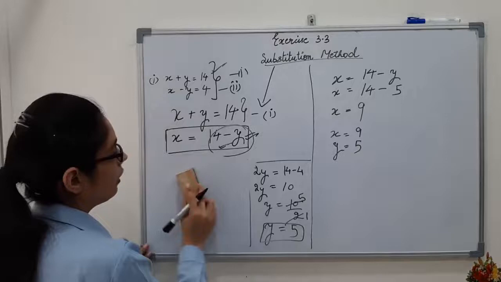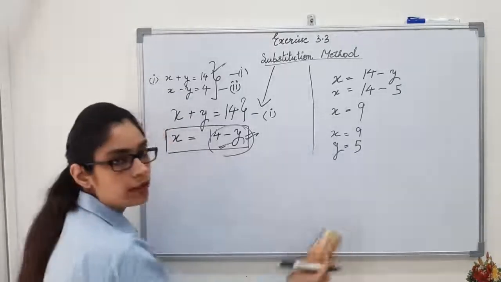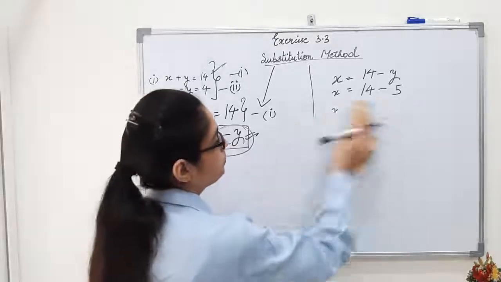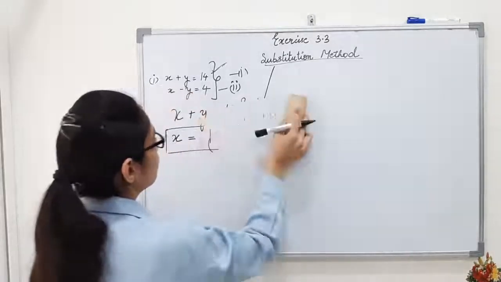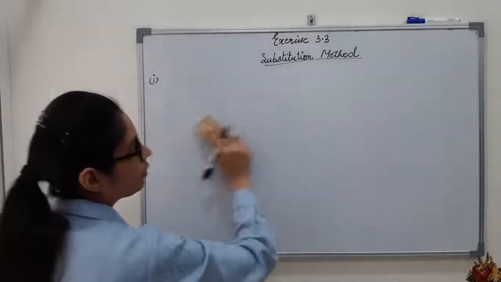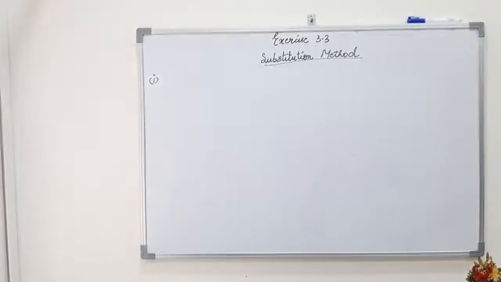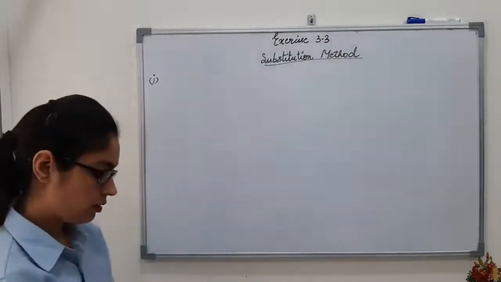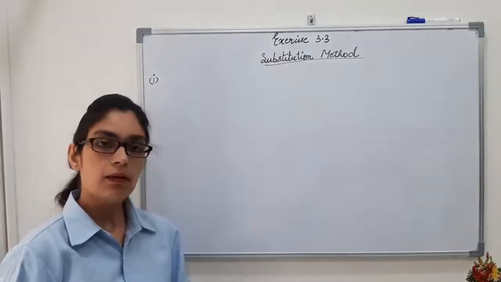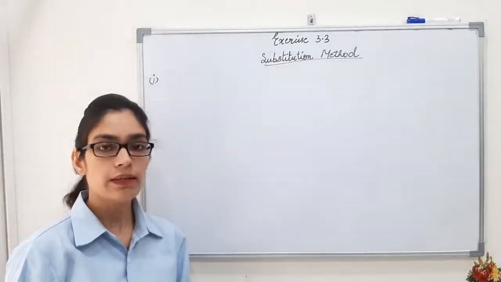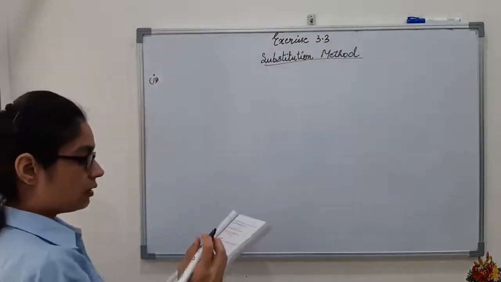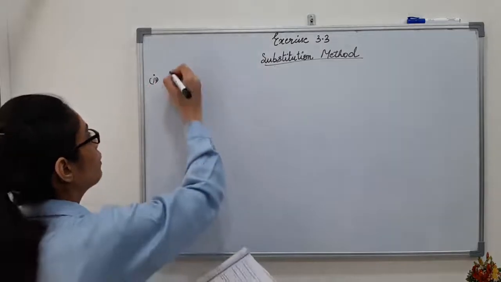So let's understand it more clearly by solving the second sum. The second sum is very simple, I can see. So I'll choose a sum which is a little bit difficult. So I'll choose this fourth part. This is with a decimal number.